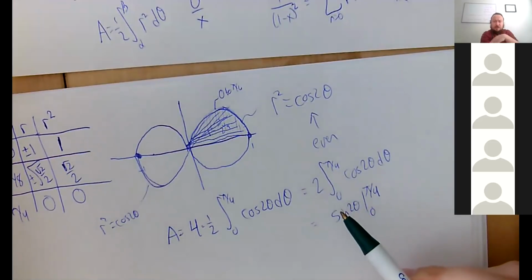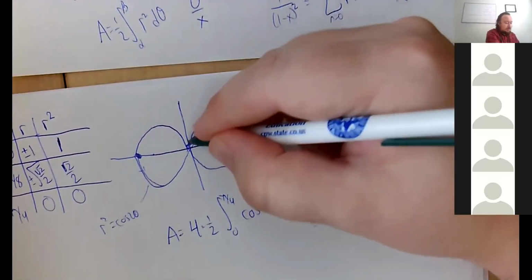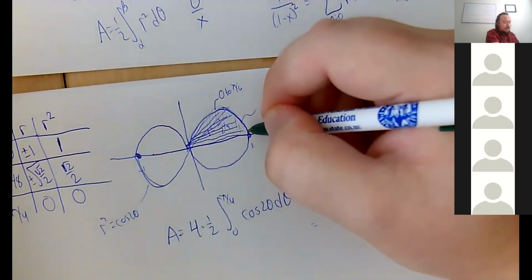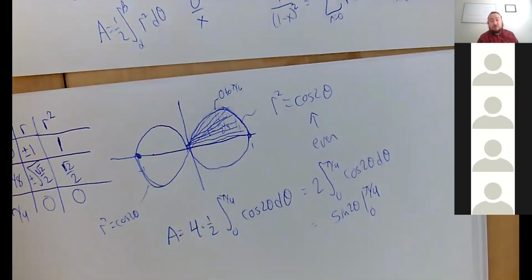Where did the 4 come from? It came from the fact that we have 4 pieces to this. So we have this one, this one, this one, and this one. So if I find the area within this piece right here, then I could just multiply everything.